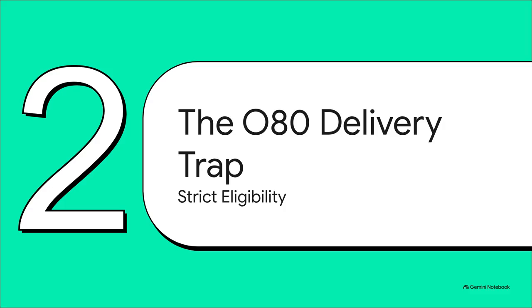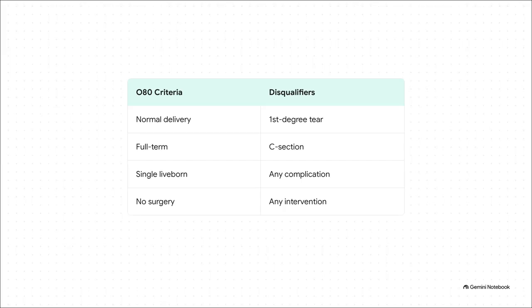Trap number 2, the O80 delivery strict eligibility trap. We really need to unmask the highly tested, uncomplicated normal delivery code. Look, O80 is not a catch-all bucket. It has incredibly strict criteria. You can only assign it when the delivery is completely normal, full-term, a single live-born infant with 0 antepartum or postpartum complications, and absolutely no surgical intervention other than an episiotomy.